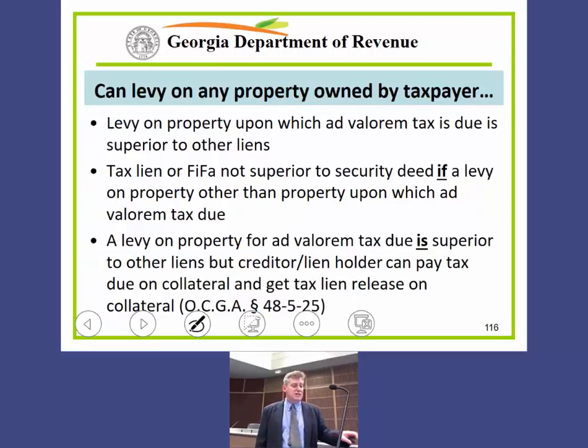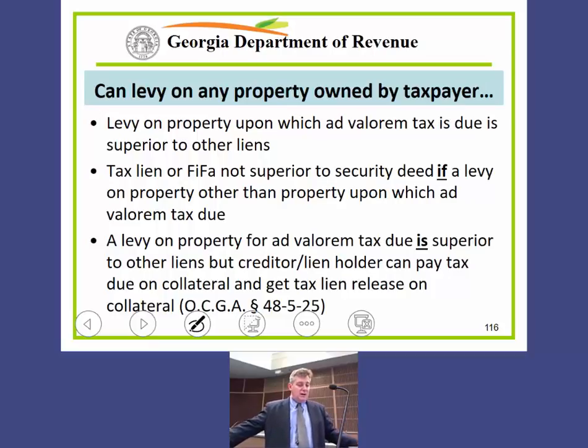And as we mentioned, you can levy on any property owned by the taxpayer. Levy on property upon which tax is due is superior to other tax liens. We just talked about how a tax lien or FIFA is not superior to a security deed if the levy is on property other than the property upon which the ad valorem tax is due.